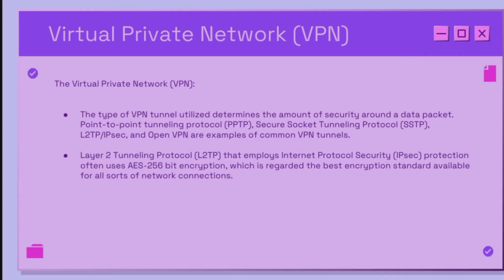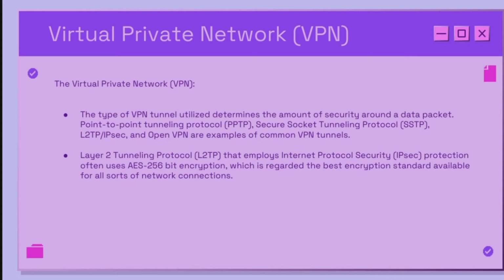The added security provided by the VPN protects critical information from being revealed online, such as IP addresses, browsing history, communication with a corporate office, or even vacation plans. The type of VPN tunnel utilized determines the amount of security around the data packet.